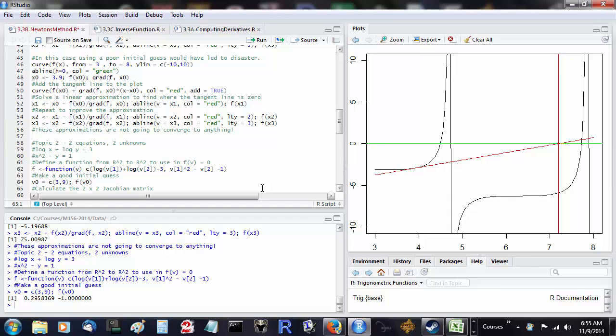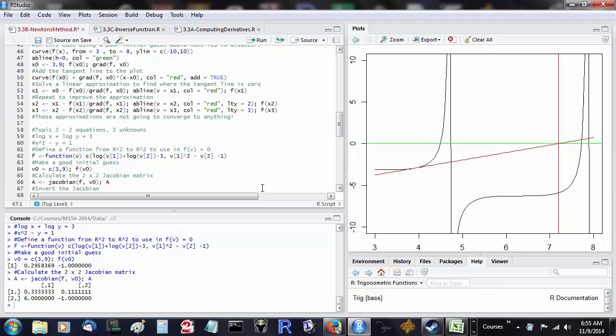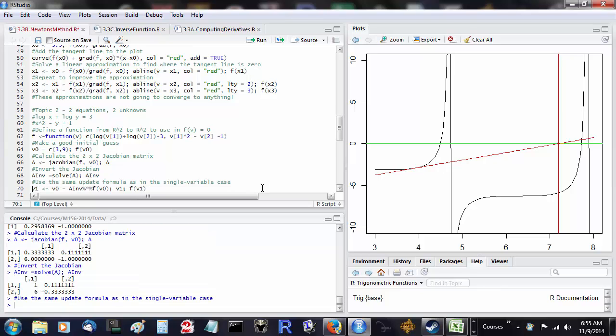So when I evaluate the function, I discover I'm off by modest amounts in both components. Now I need the derivative. What's the derivative? It's the Jacobian matrix, a 2 by 2 matrix. I compute that. If I were working with a single variable, I would divide by the derivative. What do I do here? I invert the Jacobian matrix and multiply it, and the same update formula works.